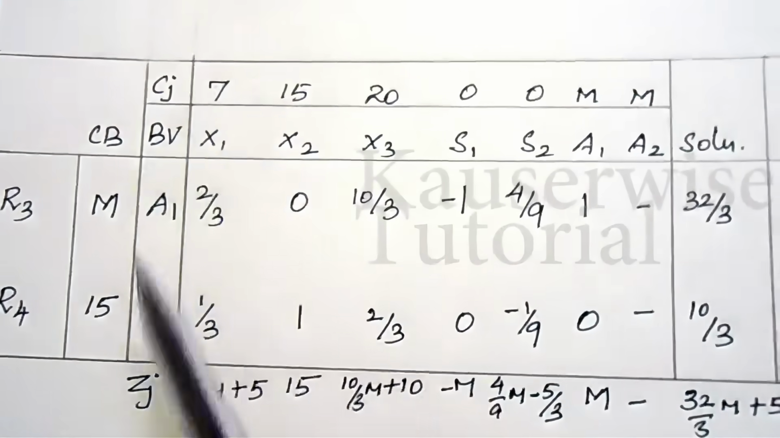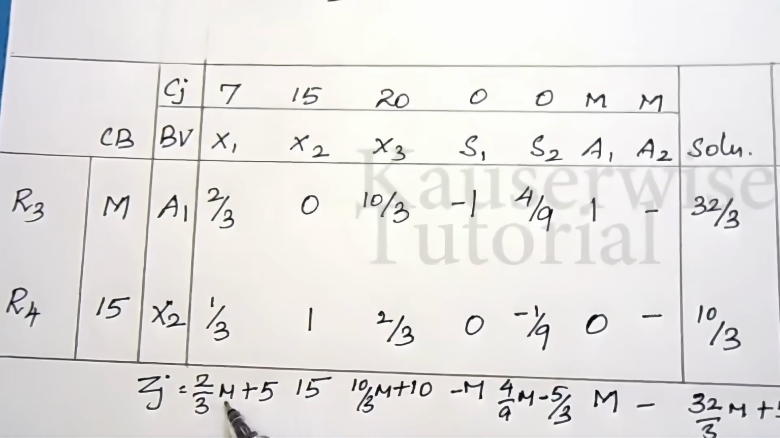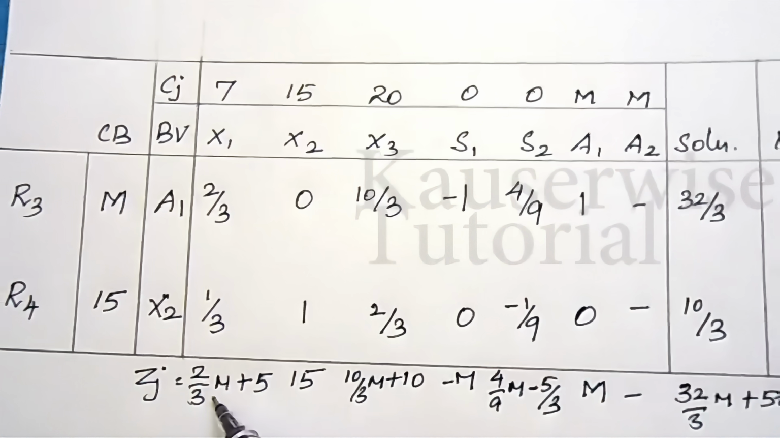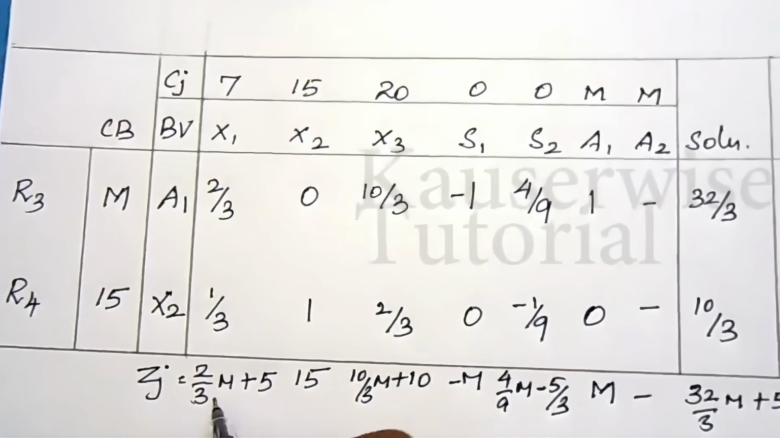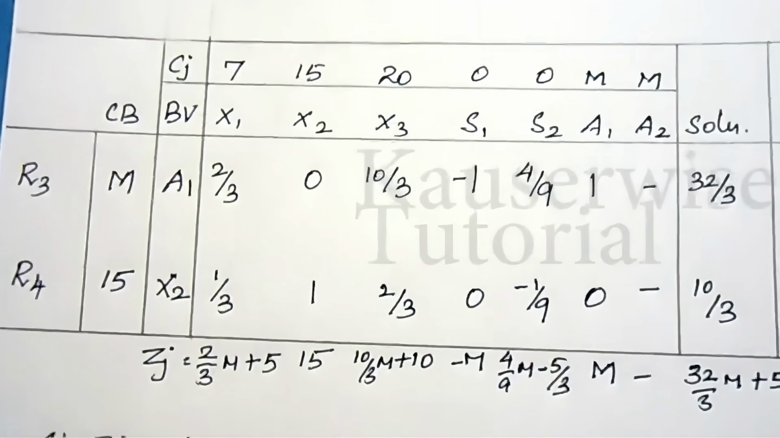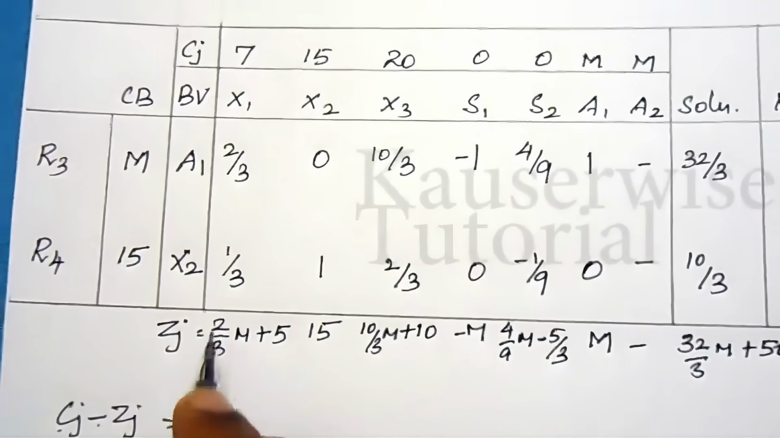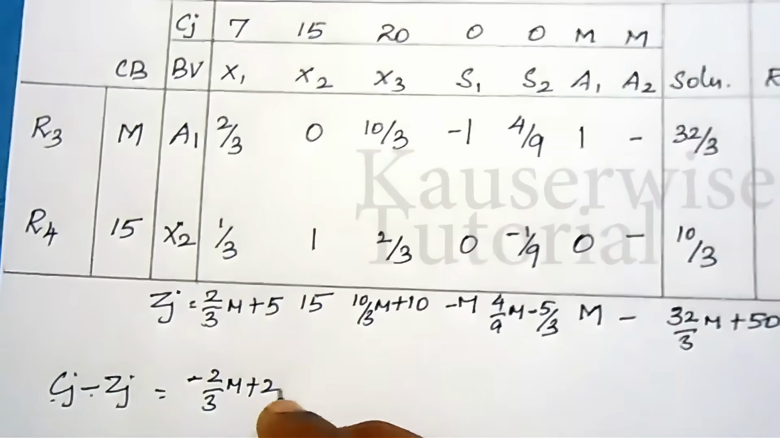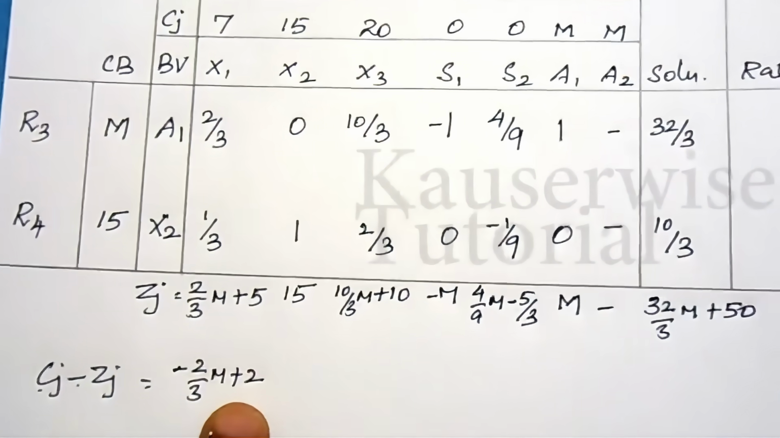So the first value is 7. 7 minus 2 by 3M plus 5. You cannot subtract this value from 7 because here we have an M value. So we can subtract only 5 from 7. The formula is Cj minus Zj, so we'll be getting minus 2 by 3M plus 2. That is, 7 minus 5 will be getting 2.